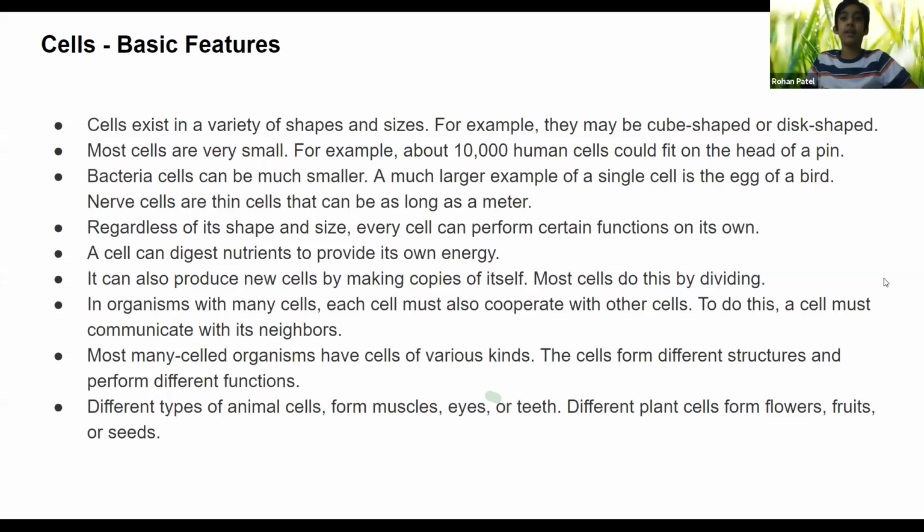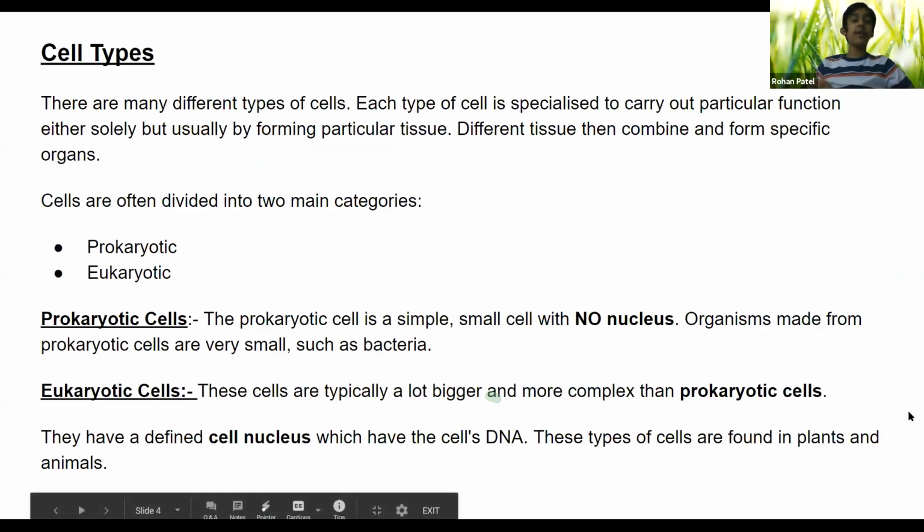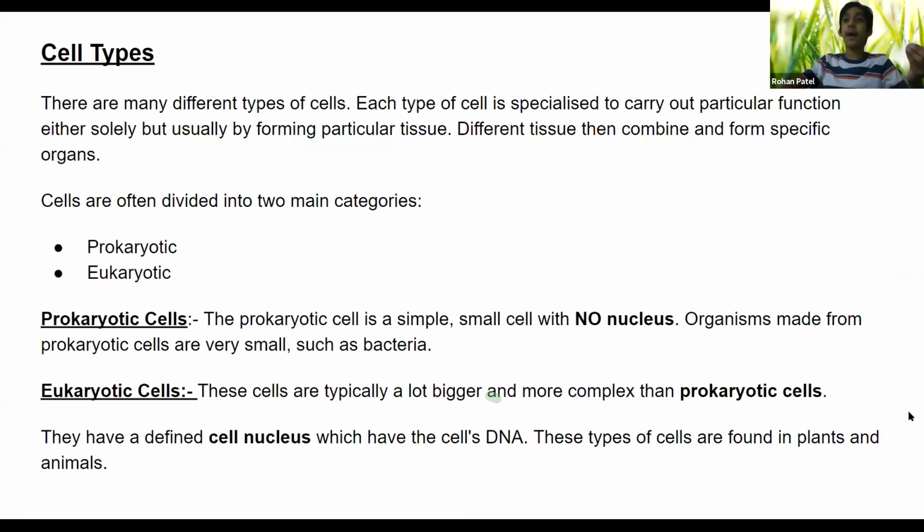And different types of plant cells form flowers, fruits, or seeds. Okay, so these are the most basic types. So if you go back to our lesson about vertebrate and invertebrate and animal classification, remember that it starts off very basic with the kingdom, then it can be further divided. So just like that, cells can be further divided into prokaryotic and eukaryotic. And then, of course, prokaryotic stops there, but eukaryotic can divide into animal cells and plant cells.